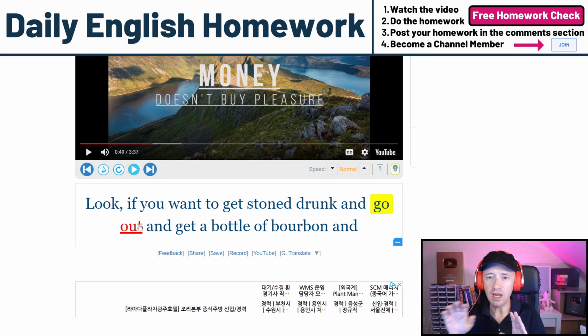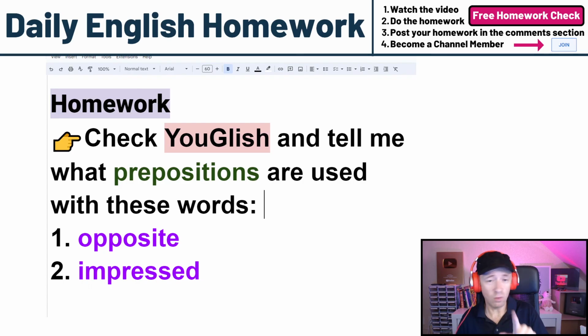And if we kept checking go, you know, go is a common word. There's a lot of prepositions after go. But your word is not go. You have two words, opposite and impressed. Now, these words do not have many prepositions after them. That's why you're doing this YouGlish homework, to see how can I check this word? How can I see how it's pronounced? How it's used in context? And also, what words is it usually connected with?